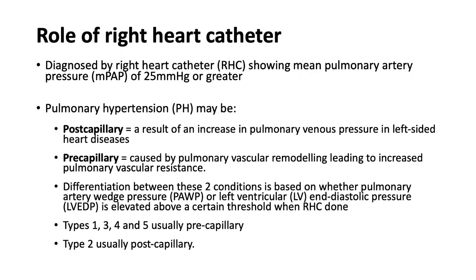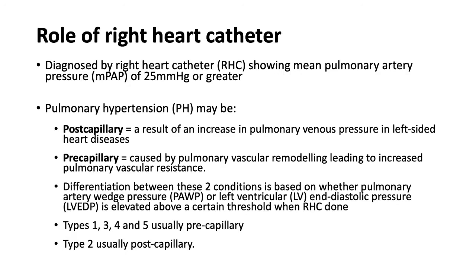So in terms of the role of the right heart catheter, we can't say conclusively that someone has pulmonary hypertension based on an echo measurement alone. The tricuspid regurgitant jet velocity, which I'll go on to talk about in a minute, is a surrogate marker, and the gold standard is an invasive right heart catheter, and it is defined by a mean pulmonary artery pressure of 25 millimeters of mercury or more.